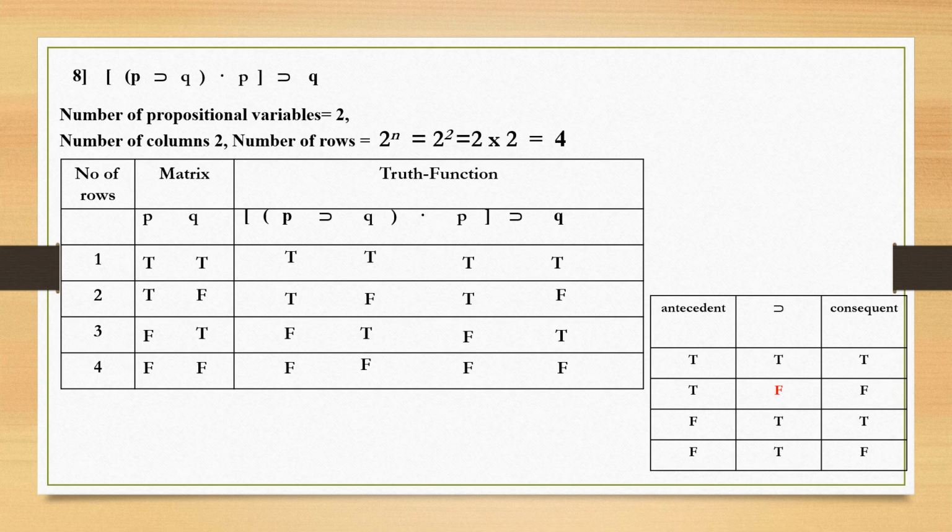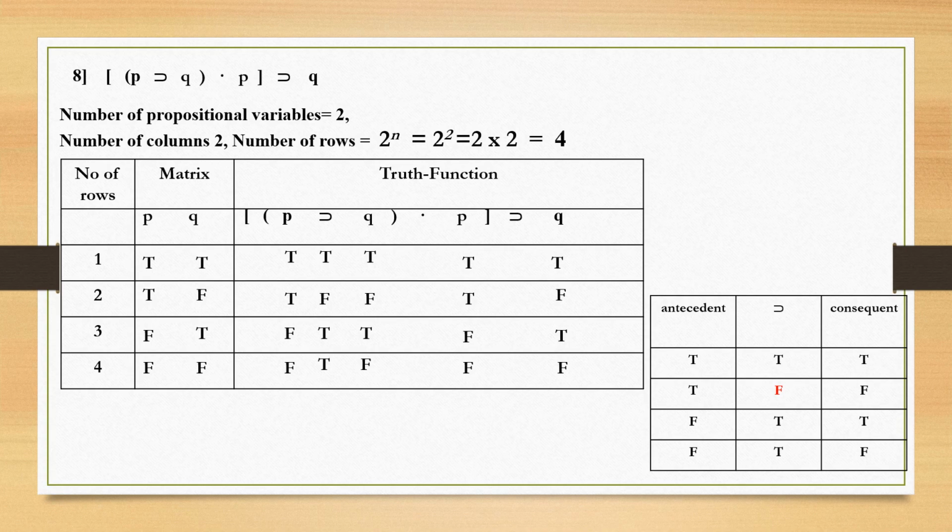The consequent is false. And it is true when right is true or the left is false. So right side it is true, obviously it will be true. This will be false because the antecedent is true and the consequent is false. This is left is false and the right is true, then it is true. And both are false, then also it is true.